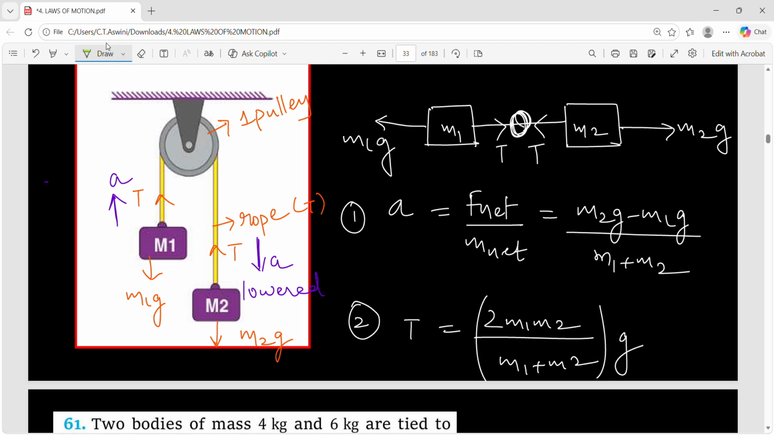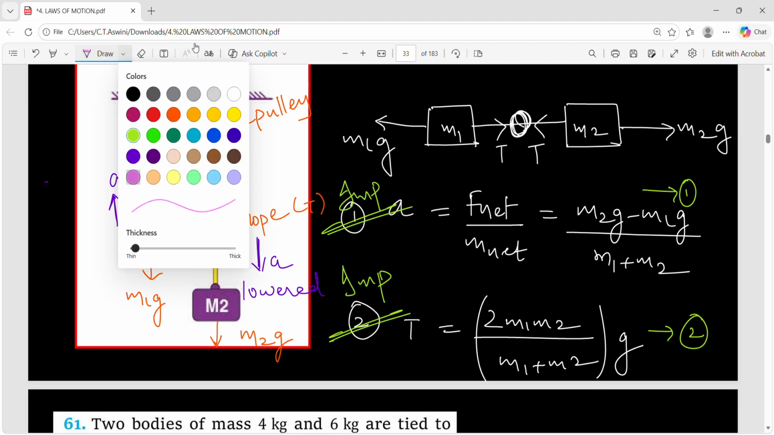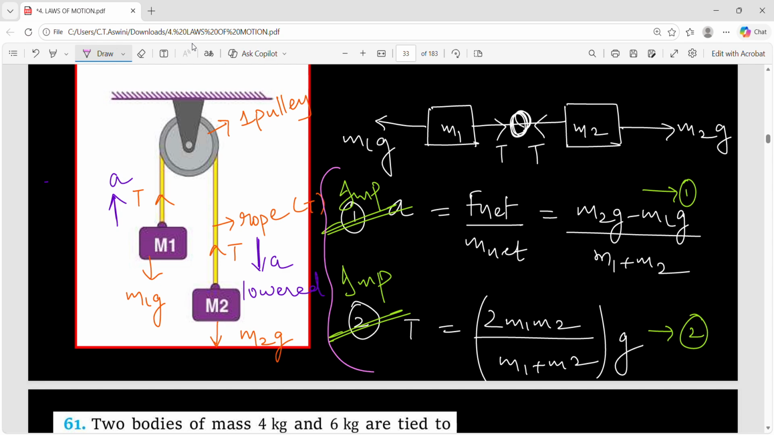See, if you can construct the free body diagram, write the equations, solve them, find out the answer of T, that is also fine. If you remember the formula, that could be much better because it will save your time. That's it. So two formulas are important. Acceleration is same, F net upon M net, and tension 2m1 m2 by m1 plus m2 into g. Clear with this? Remember the formulas, two formulas. First formula, second formula. Important. Memorize them.